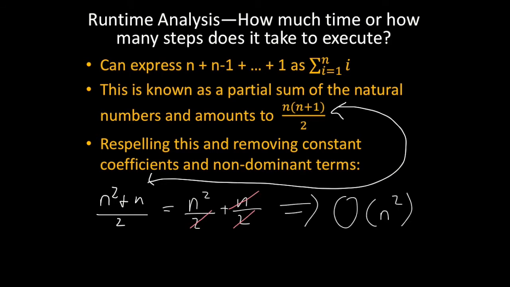So in this video, I won't get too deep as to why we drop constant coefficients in non-dominating terms. But I will give you the quick and dirty answer, and that is in these asymptotic analyses where we care about the limiting behavior, or the behavior as our input size gets larger and larger and larger, constant coefficients and non-dominating terms become negligible.